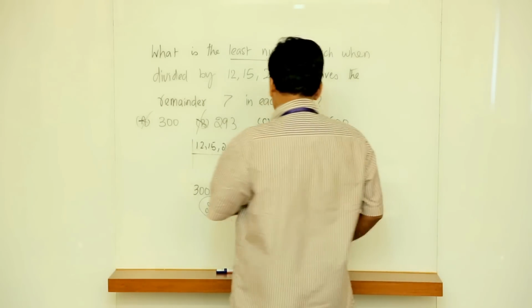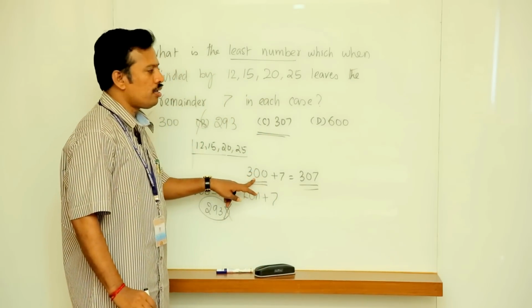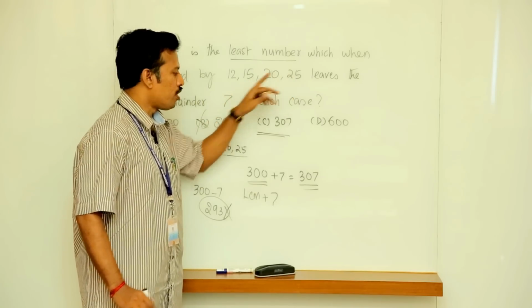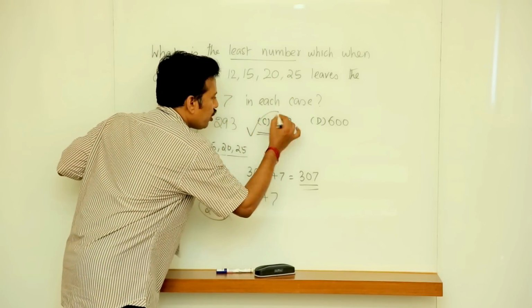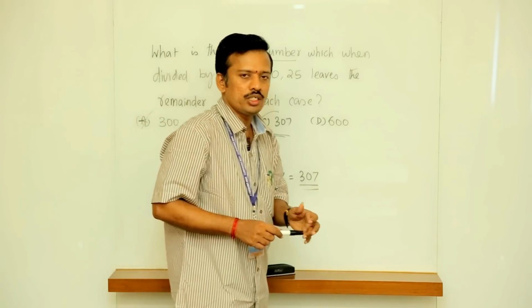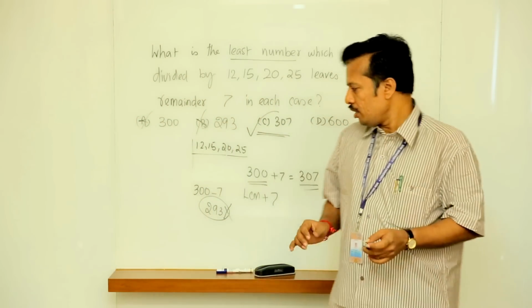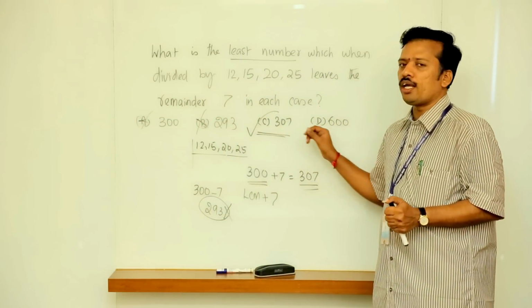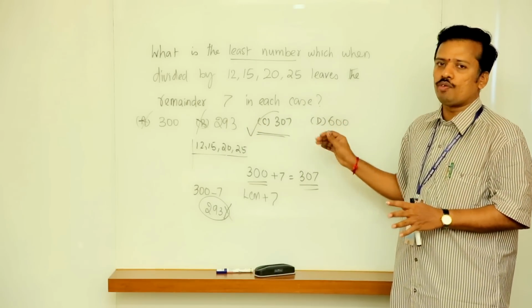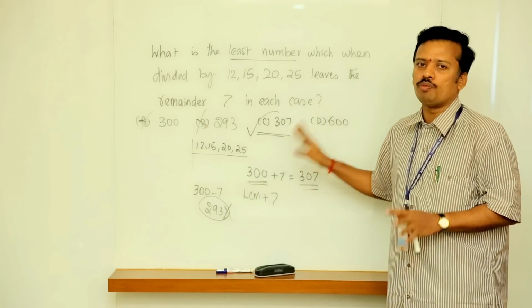307 minus 7, you get 300. It is divisible by 12, 15, 20, 25. So this is your correct answer. So as far as possible, even though it is a concept related to LCM, try to answer by selecting the answer choices, whereby you can eliminate the choices which are never possible. Easily you will solve it.